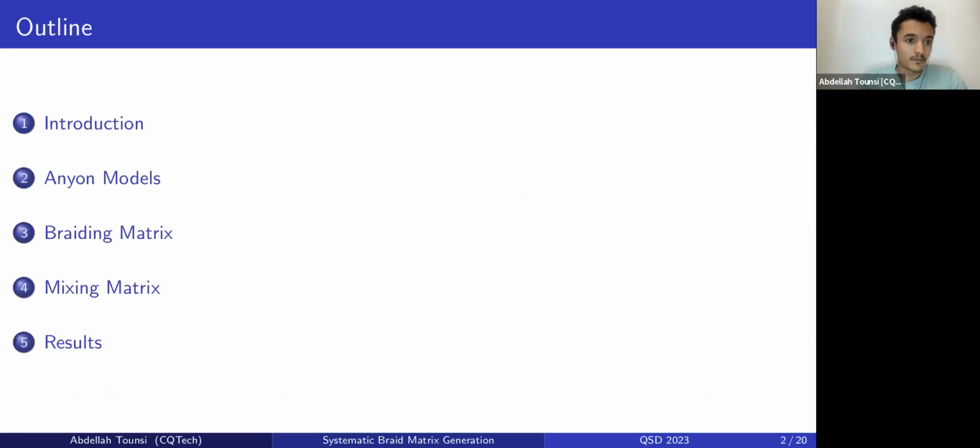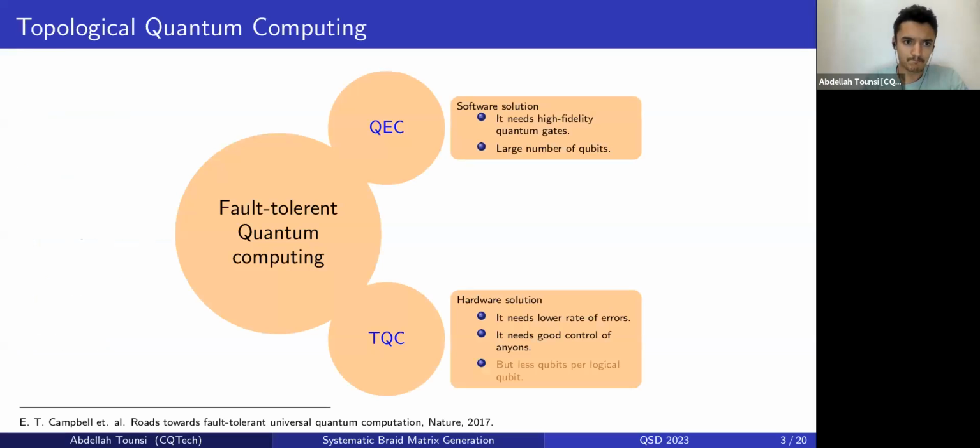So in this talk, we are going to introduce some basic concepts of topological quantum computing and basically anyons. Then we are going to define anyon models, which are the main framework for the theory behind topological quantum computing. Third, we are going to go through some techniques to compute such Braid matrices. Finally, I will share with you some results using this method.